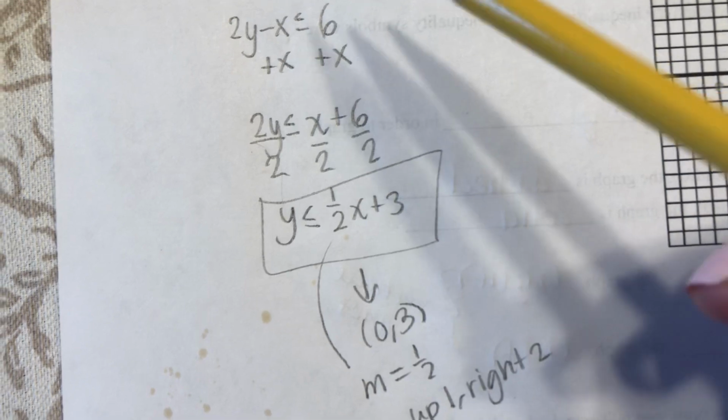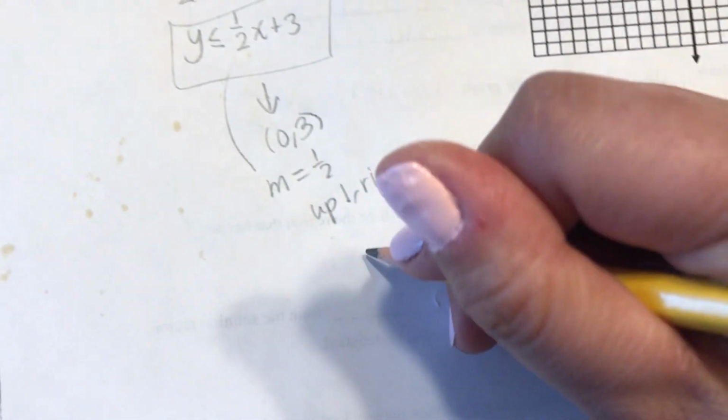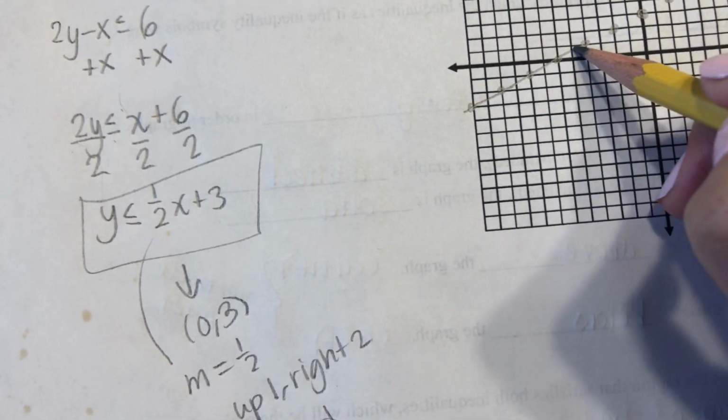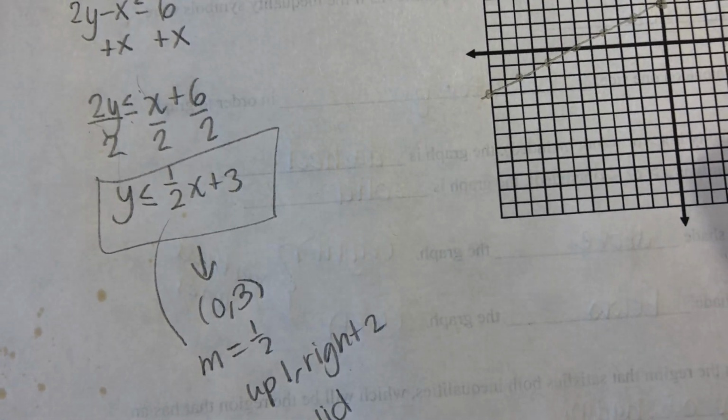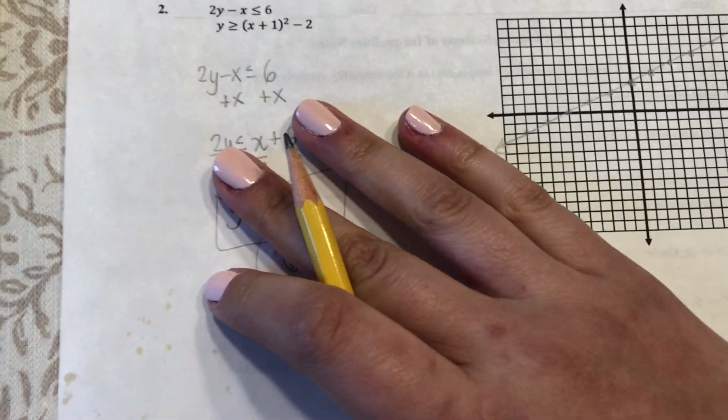All right, since it's less than or equal to, that means I'm going to connect with a solid line. And again, I'm just going to wait for my shading till the end. If you have a ruler, it's more ideal. Again, I do not. And now I'm going to graph the parabola.